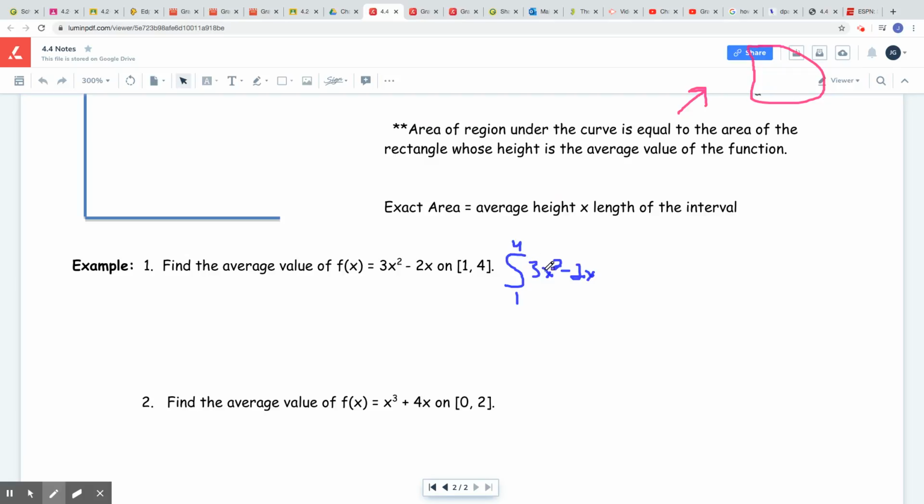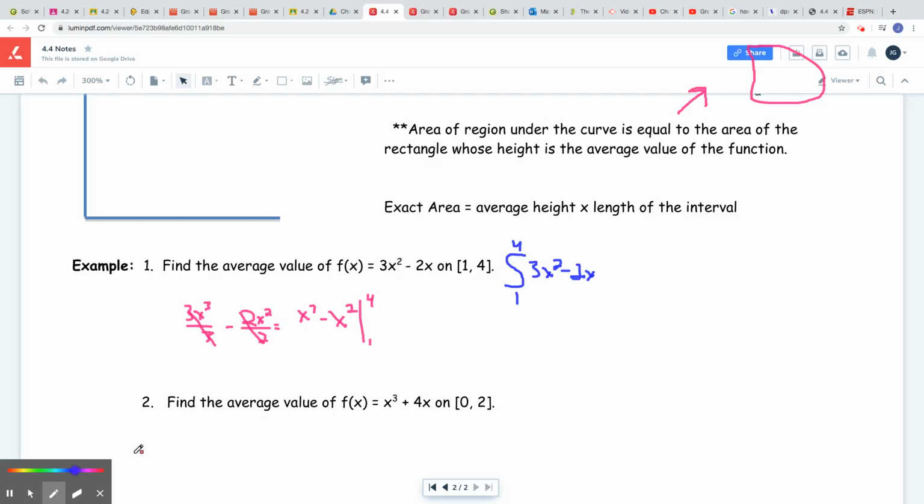So you're going to integrate, plug in 4, plug in 1. Don't even worry about the average value until the end. So 3x squared gives 3x cubed over 3, minus 2x squared over 2. The 3's cancel, the 2's cancel, so what you have is x cubed minus x squared. And we're going to plug in 4, and we're going to plug in 1.